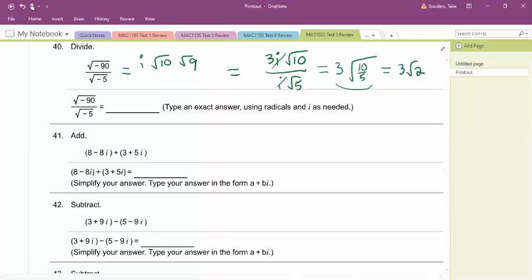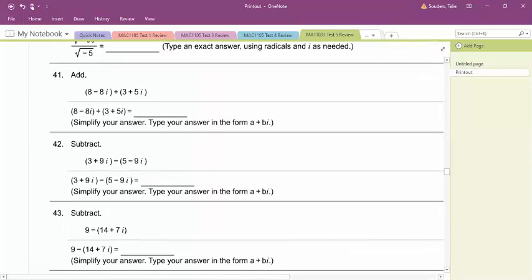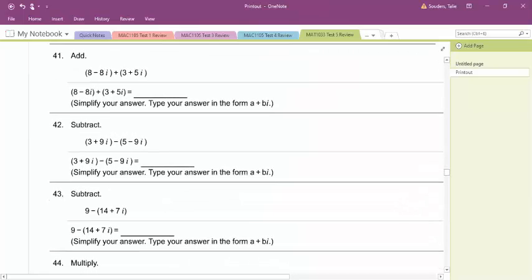Okay, number 41 and 42. How do you know, even if the word add wasn't there, so even if there were no instructions, how would you know that you were adding in number 41? The addition sign in the middle. Correct. Even if there were no instructions, how would you know that you're subtracting in number 42? Subtraction sign.